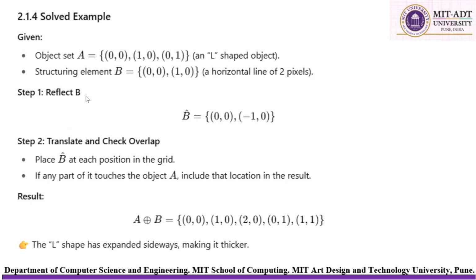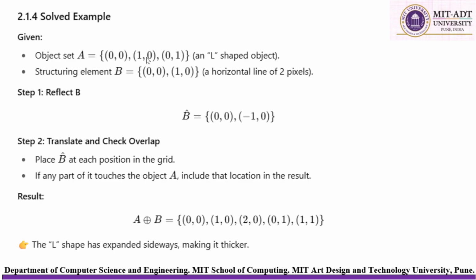Then what is the first step to perform the dilation? We first reflect B. We perform the reflection operation on the structuring element. If I perform reflection on B, then my B cap is equal to 0 0, the origin, which remains as it is, right? Because if we flip the origin, the position will remain the same, so it will have 0 0. For this 1 comma 0, it will now become minus 1 and 0 because we are performing the flip on it. Next step, we perform the translation and then we check for the overlap.